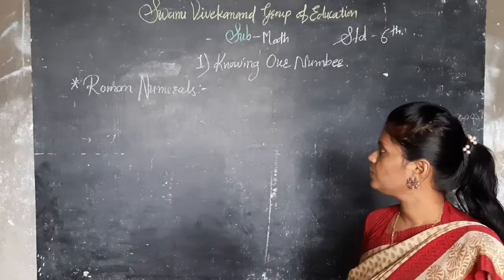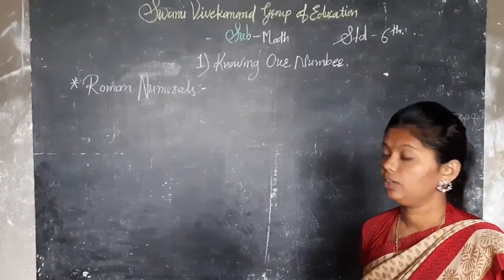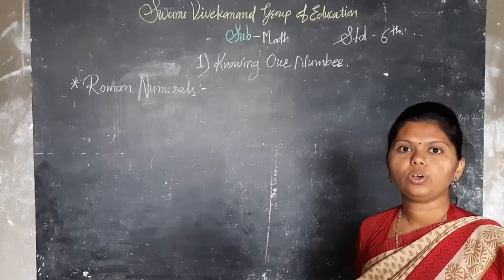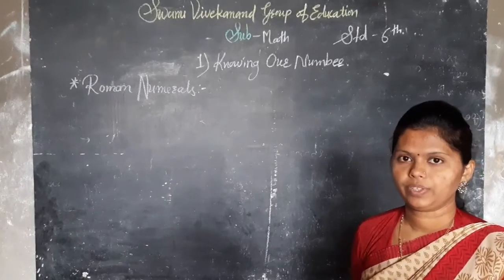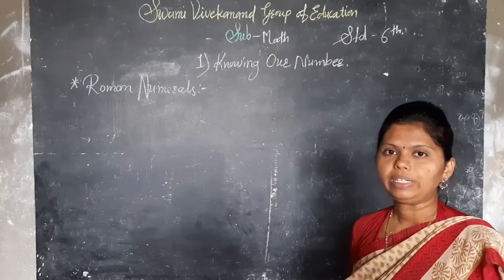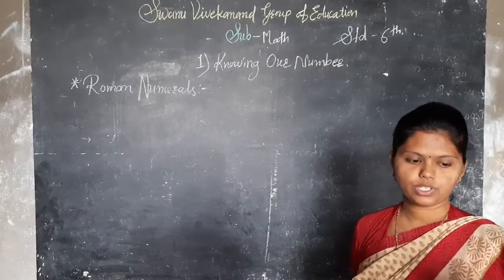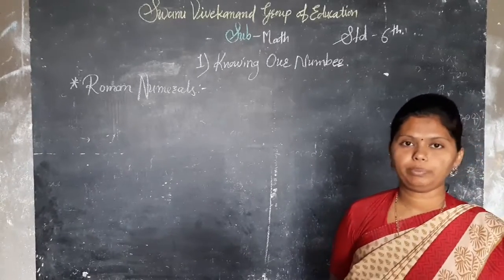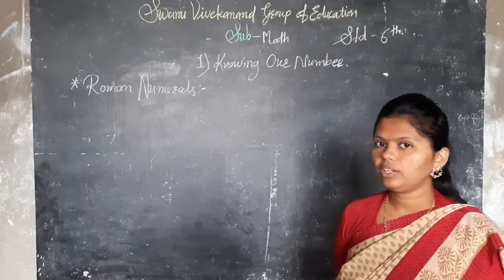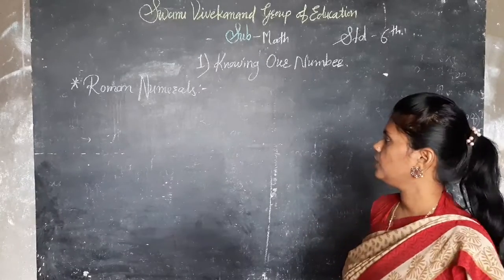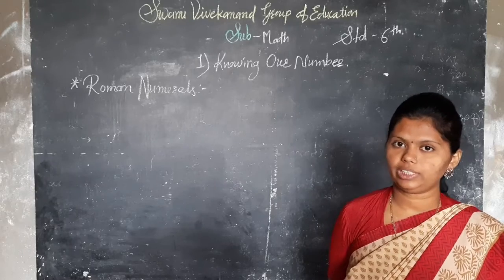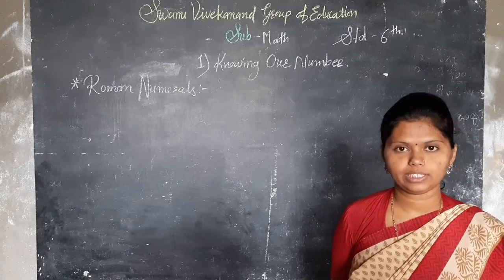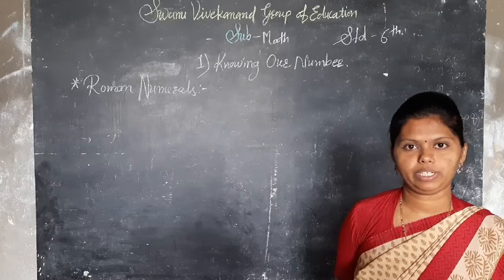The rules for writing Roman numerals are the rule of addition, the rule of subtraction, and the third one, the rule of repetition. One more time we are going to repeat those rules. The first is the rule of repetition, which means whatever symbol we use in Roman numerals can be repeated a maximum of 3 times.